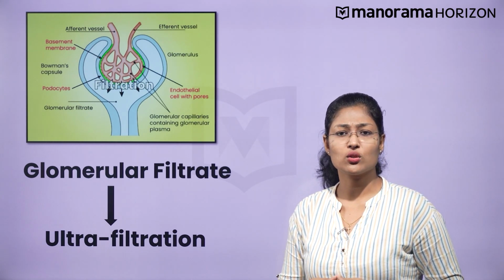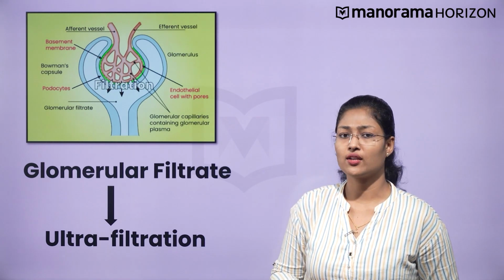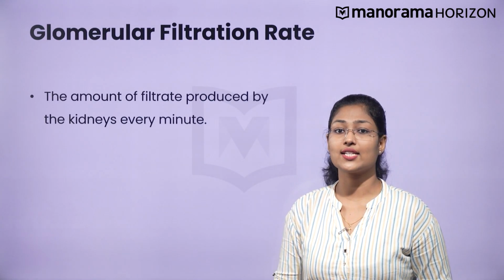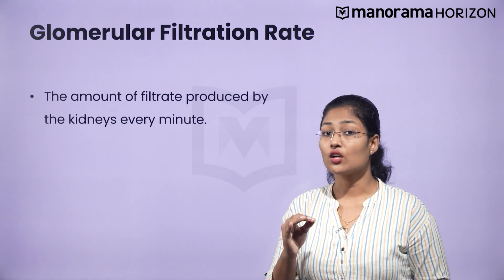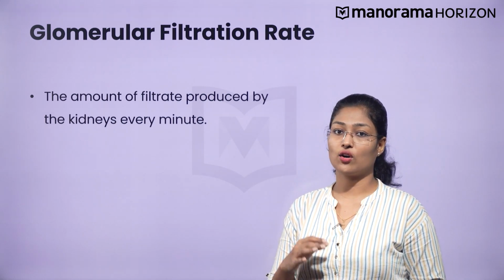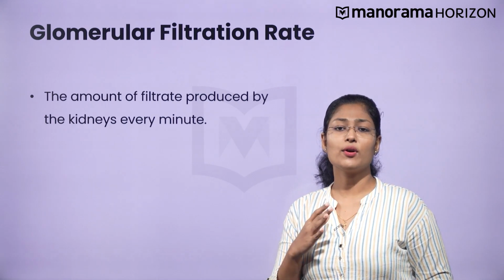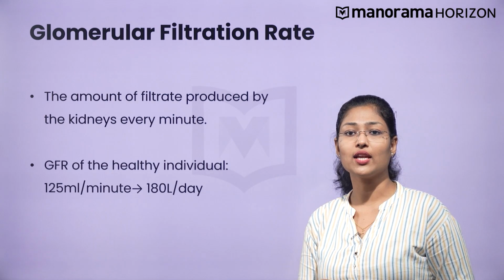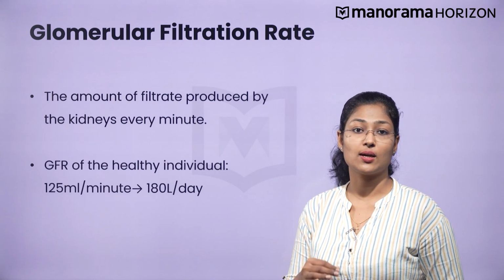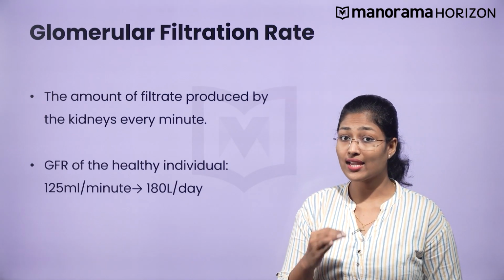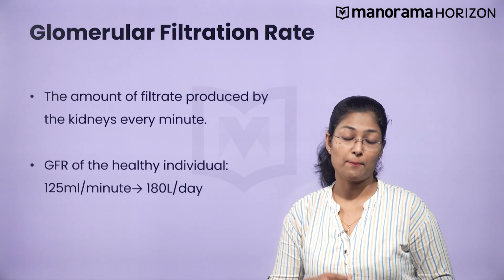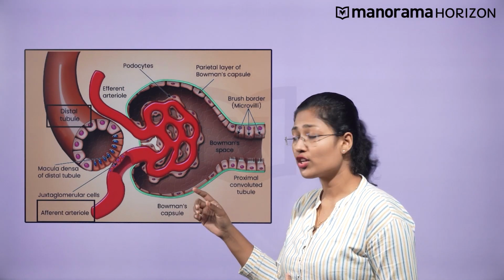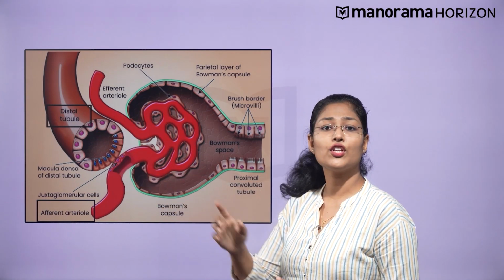Is there any way to quantify the rate of filtrate? Yes. The amount of filtrate produced by the kidneys every minute is known as the glomerular filtration rate or the GFR. The glomerular filtration rate of a healthy individual is approximately 125 milliliters per minute, that is 180 liters per day by two kidneys.